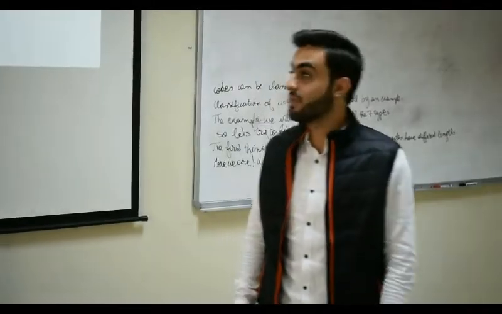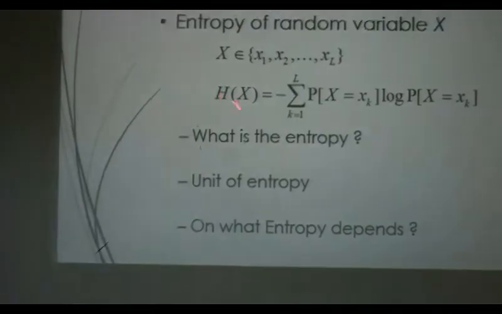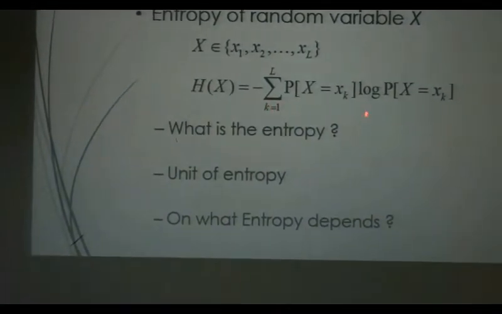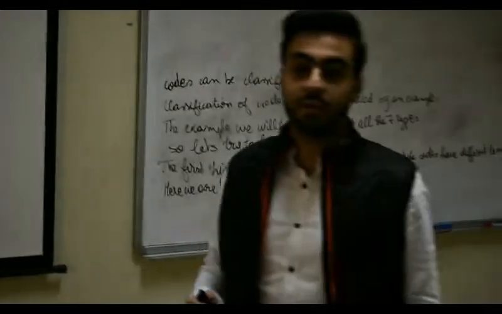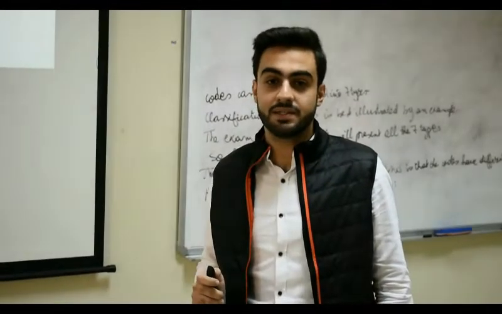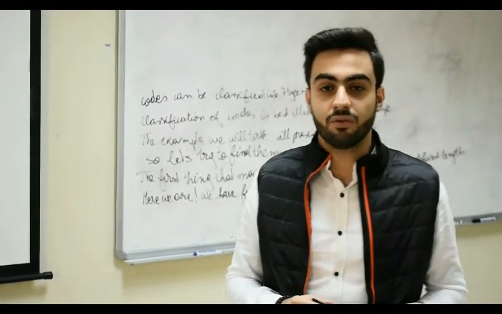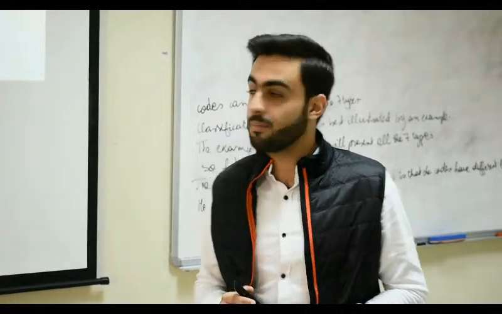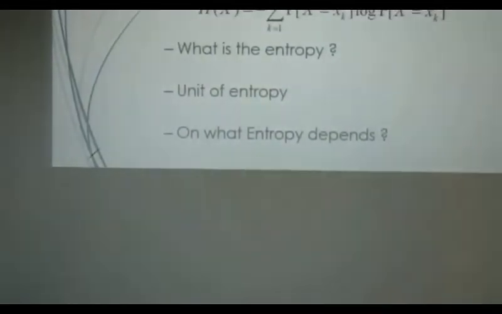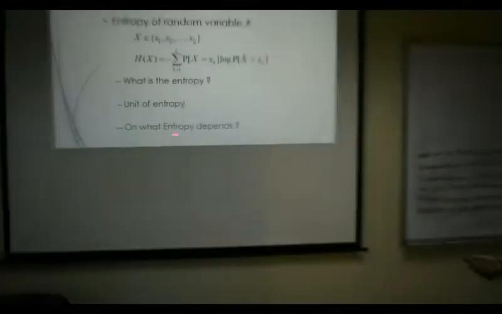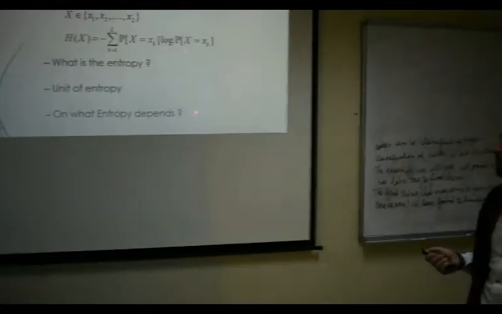I will talk now about the entropy. The entropy formula is as shown: H(x) equals minus the summation of p(x) log base 2 of p(x). What is the entropy? The entropy is the minimum number of bits used to represent a symbol at the transmitter in order to receive it with no error. The unit of entropy is bit, and it depends on the probability of x.